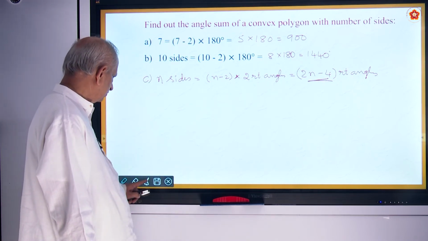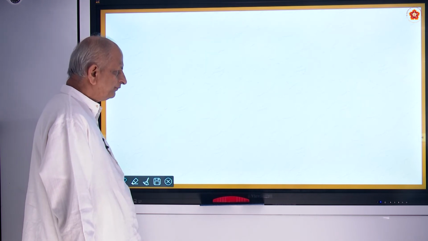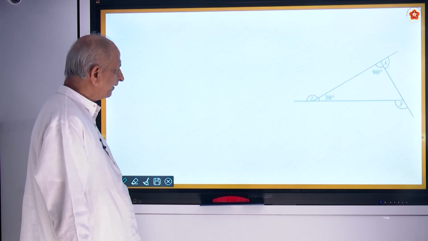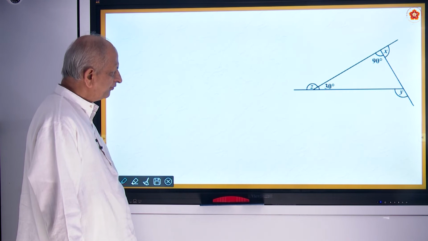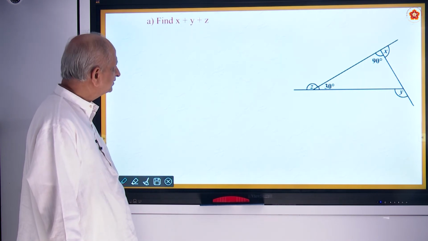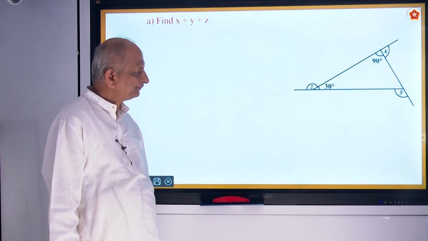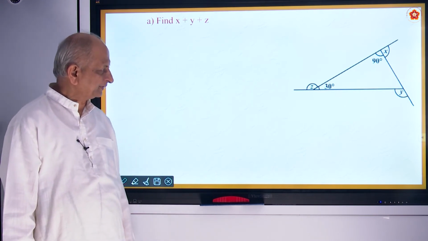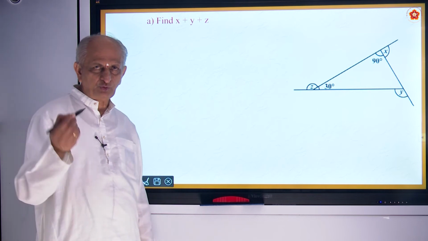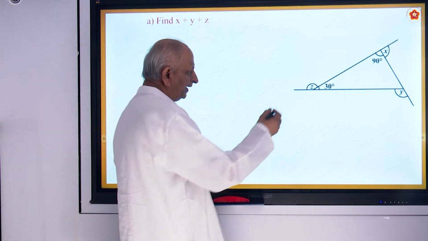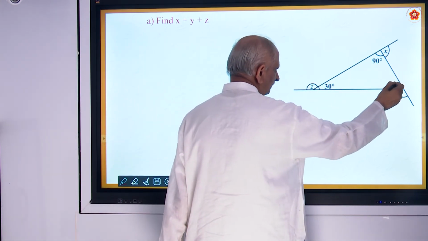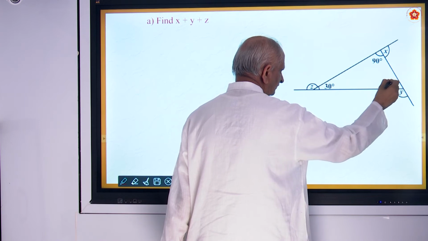Now we will work out some more problems on this. Find the value of x, y, z. What are x, y, z called? They are exterior angles, correct? First to do orally: 90 plus 30, 120, this will be 60.